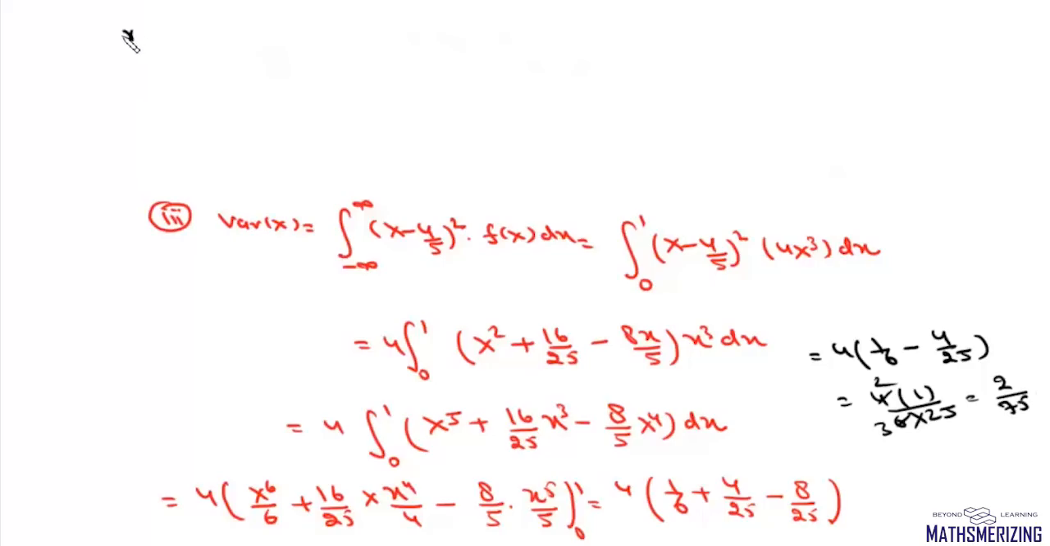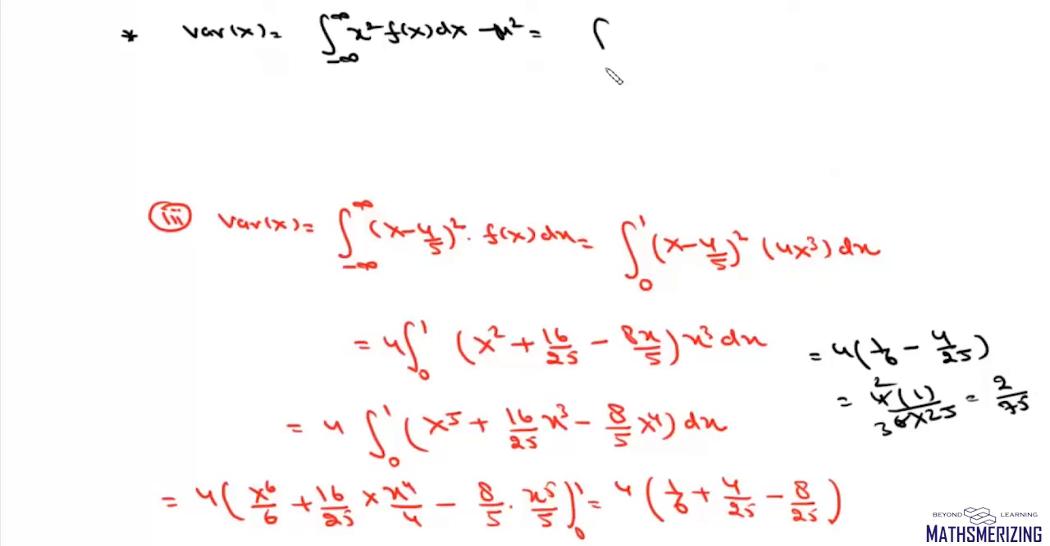And another method to calculate variance for the same question is, we can write the variance of x as the integral from minus infinity to plus infinity of x square fx dx minus mu square.